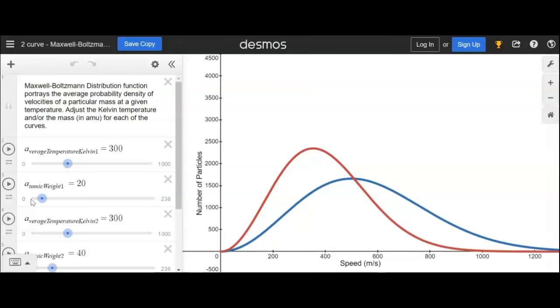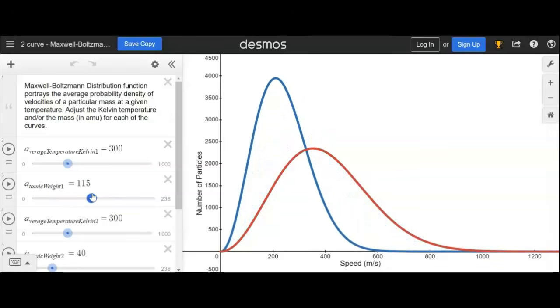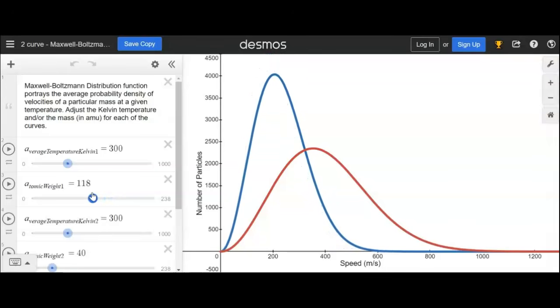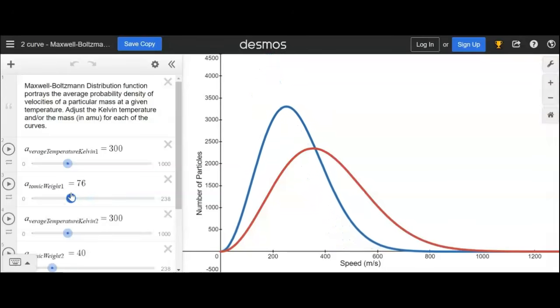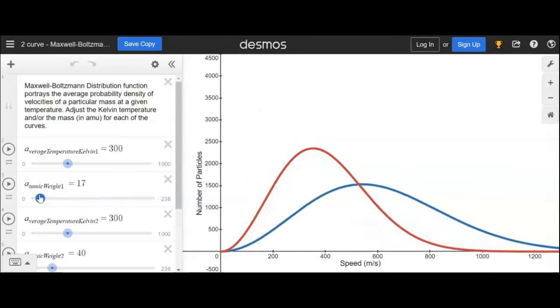So now what I'm going to do is to increase the molar mass of the gas. And you can see that when I do that, the average speed of the particles decreases, so they're moving more slowly. Now I'm going to go in the other direction. So now the molar mass of the particles is getting less and less, and now the particles have a faster average speed.